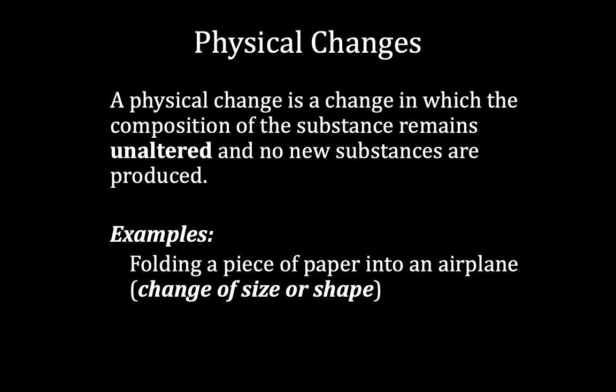So, for example, if you fold a piece of paper into an airplane, what you're doing there is changing the size or the shape of that particular piece of paper, but that piece of paper is still paper, which means that you're not actually changing or making a new substance. Melting ice is another example. So ice is H2O. If you were to let it melt, it is still melting into water, which still happens to be H2O. So there's a change of state, but it's still H2O, which means no new substances are formed.